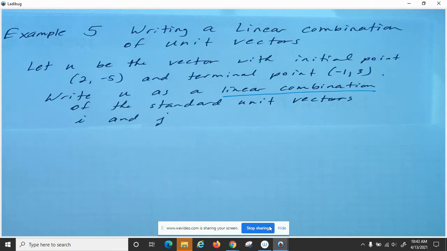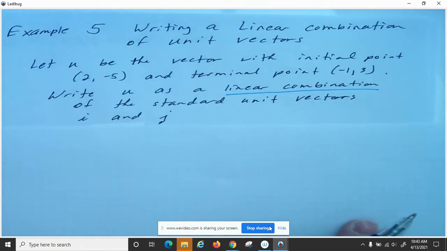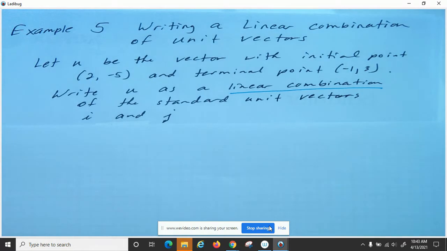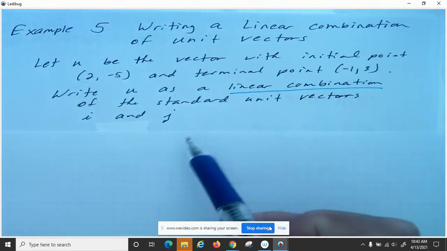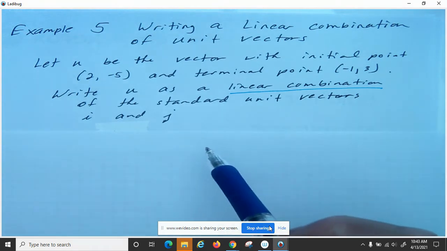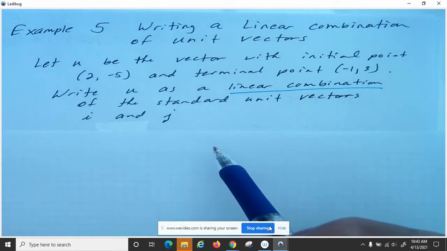Okay, so this is section 6.3. I'm going to do examples 5 and 6 in this video. All right, so here's example 5. We're going to write a linear combination of unit vectors. We're going to let vector u be the vector with the initial point of (2, -5) and terminal point of (-1, 3). You want to write vector u as a linear combination of the standard unit vectors i and j.